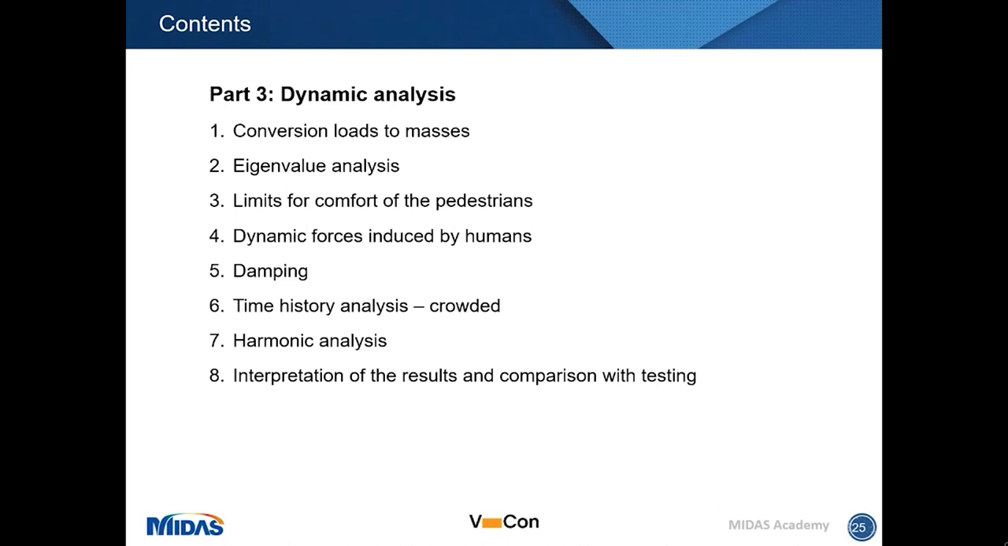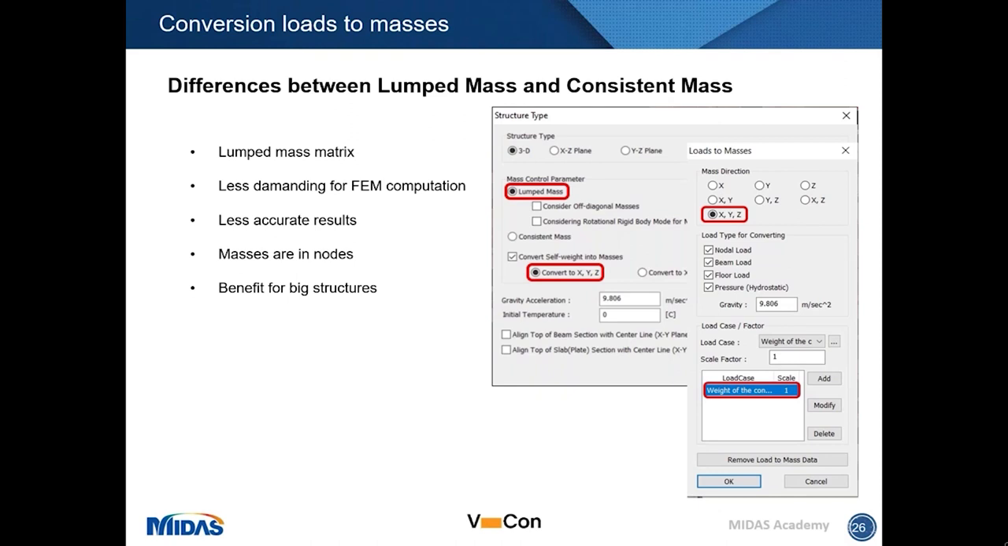Resonance occurs when the frequency of the bridge coincides with the frequency of excitation. So we have to study precisely step frequencies and eigenvalues of our structures. We did the analysis in MIDAS, and at first, when you are beginning with your dynamic analysis, you should choose how you transfer the mass, or the self-weight, of the structure into your dynamic model. So you have two options. You could transfer them through lumped mass, or you could do it the other way.